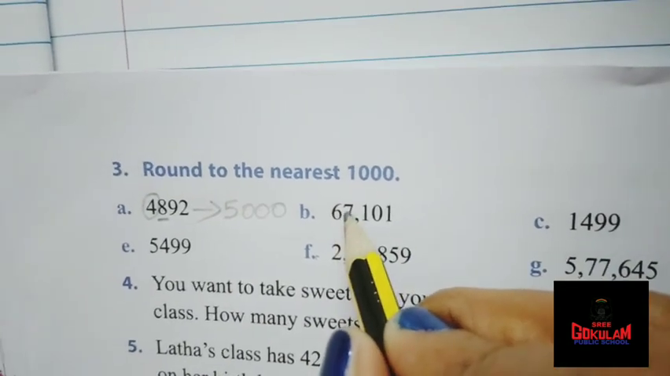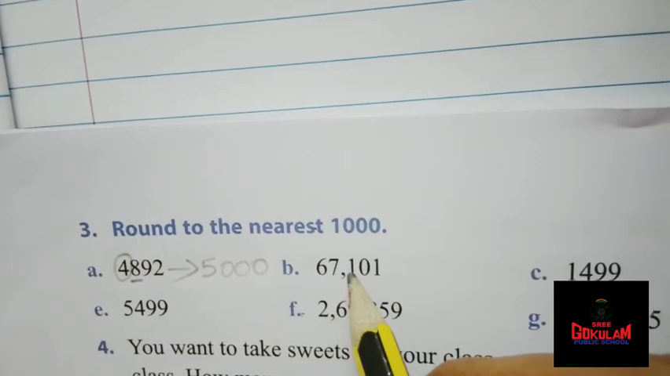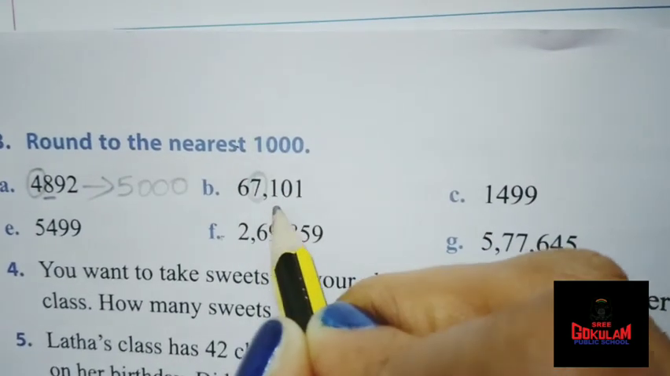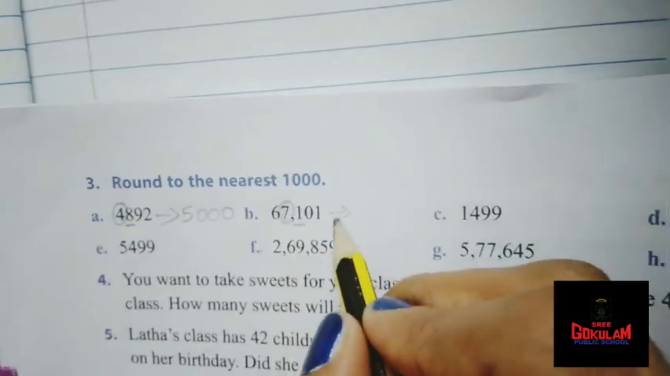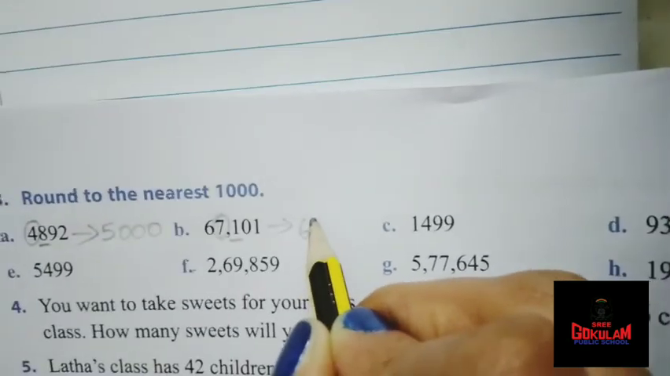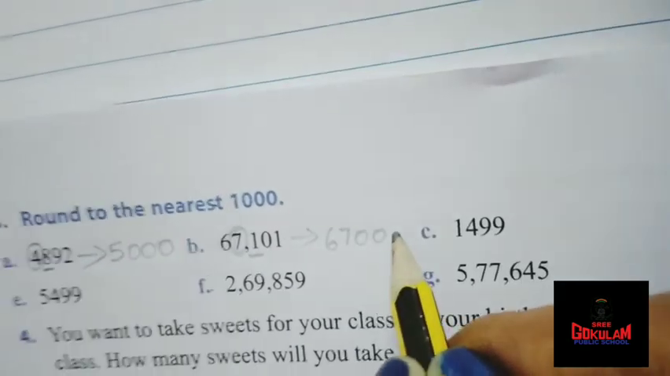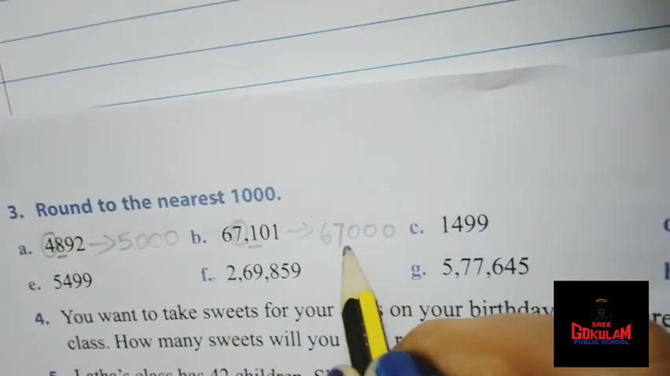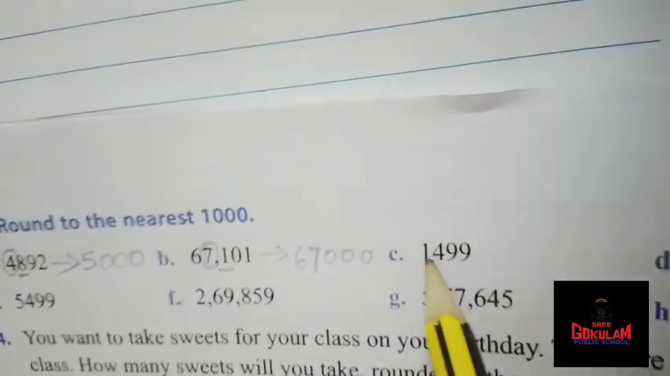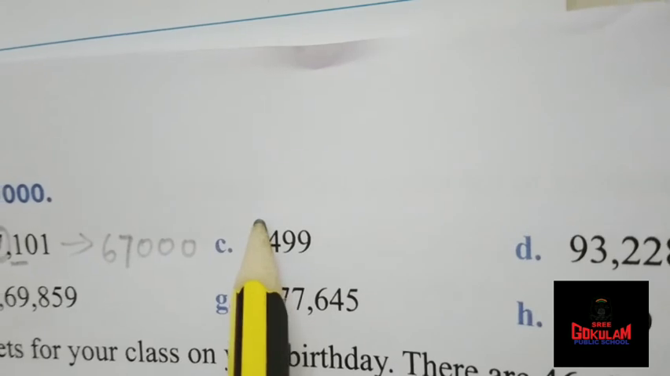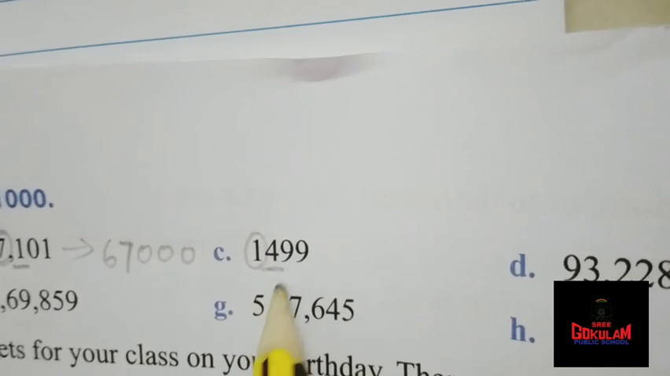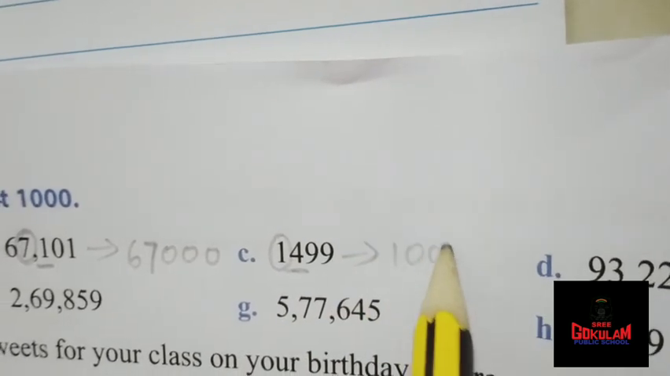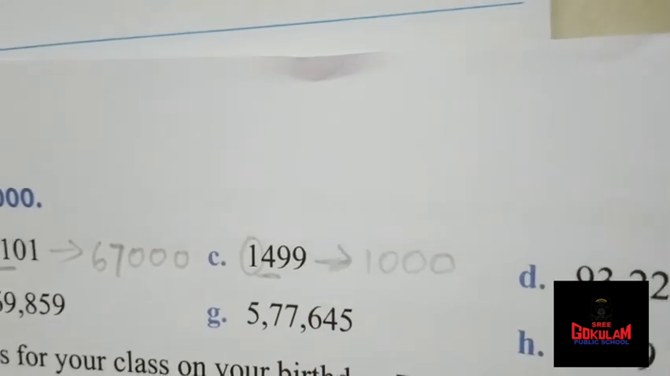The next question, 67,101. The thousands place is 7, circle it, underline the hundred place. It is 1, that is below 5, so we can round down. Same number, there will not be any change in the thousands place. That is 67,000. The next number is 1,499. Circle the thousands place, underline the hundred place. It is below 5, so round down to the same thousand.